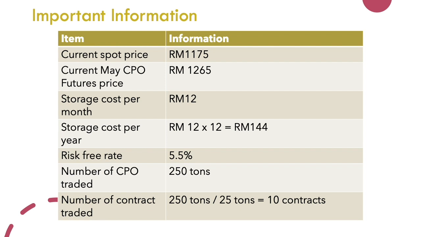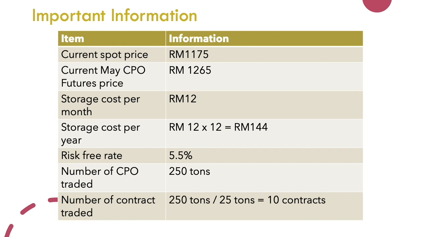So first, we take out all the important information given in the question. The current spot price is RM1,175 and the current May CPO futures is at RM1,265. The storage cost is RM12 per month, but to calculate the fair value of the futures contract, we need to use storage cost per year. If we multiply by 12 months, the storage cost per year is RM144.